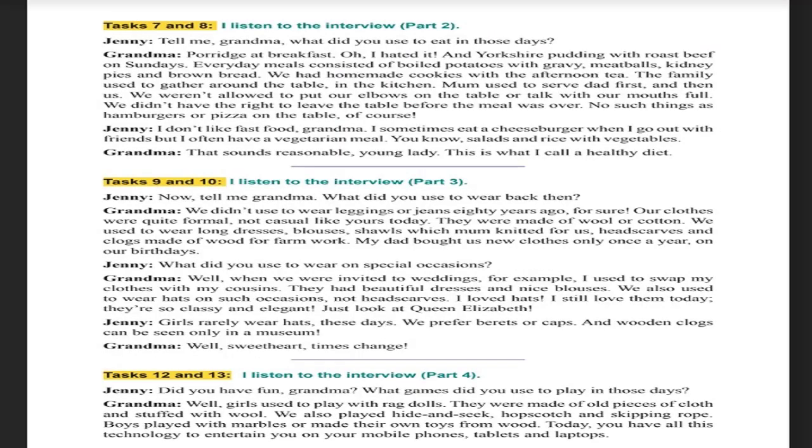Then you make them listen to another part in which Jenny and Grandma talk about food and clothes. So you present the lesson of how long ago, and you're going to find that in the script we have the semi-modal used to. So you present one form only after the listening of food and clothes. You listen to a script, and then you present the semi-modal used to as a grammar lesson, only the affirmative form, for example.